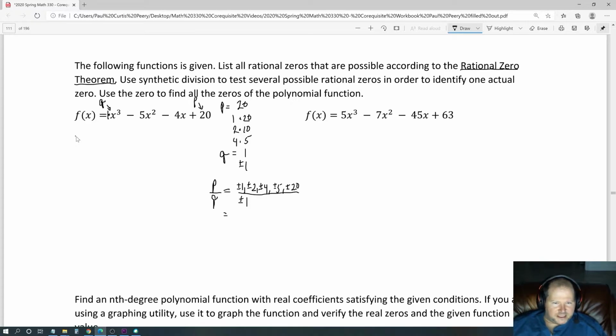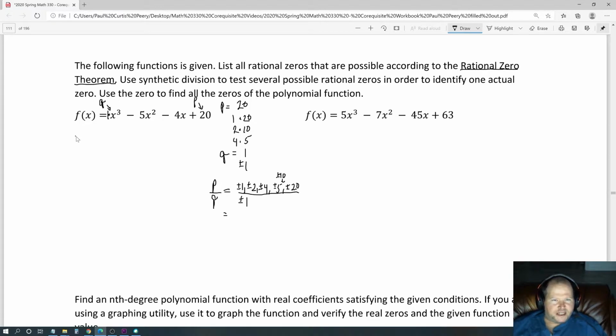Basically, all that means is that the denominator is going to cancel out, leaving you the numerator, which is just plus or minus 1, plus or minus 2, plus or minus 4, plus or minus 5, and plus or minus 20. Oh, I forgot 10. And plus or minus 10 goes right there. Okay, so we have all our possibilities there, right? So we found all the rational zeros.